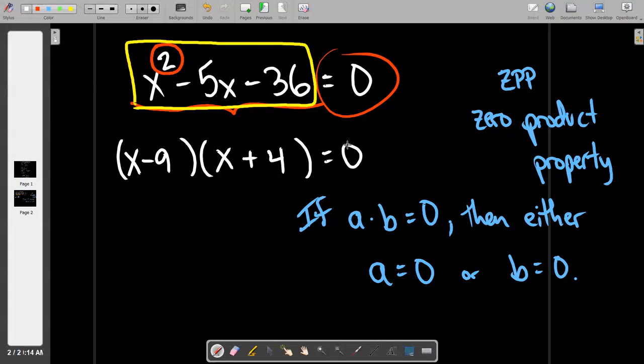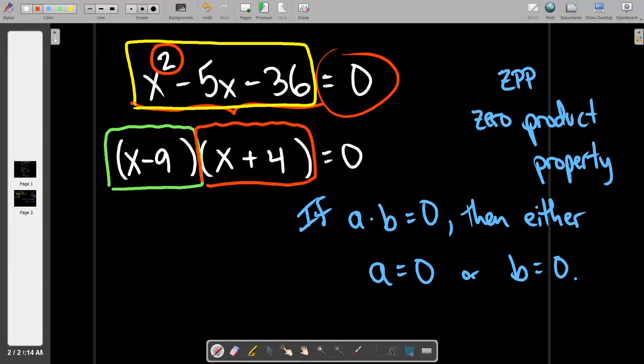If you think about it now, what I've done is I've taken this yellow box, which used to be an addition problem, x squared plus -5x plus -36. The zero product property doesn't apply to addition problems, but it does apply to multiplication. And what I'm now going to tell you is that what's in this green box or what's in this red box, according to the zero product property, one of those boxes has to equal 0. It has to be either +9 and -4. Correct.